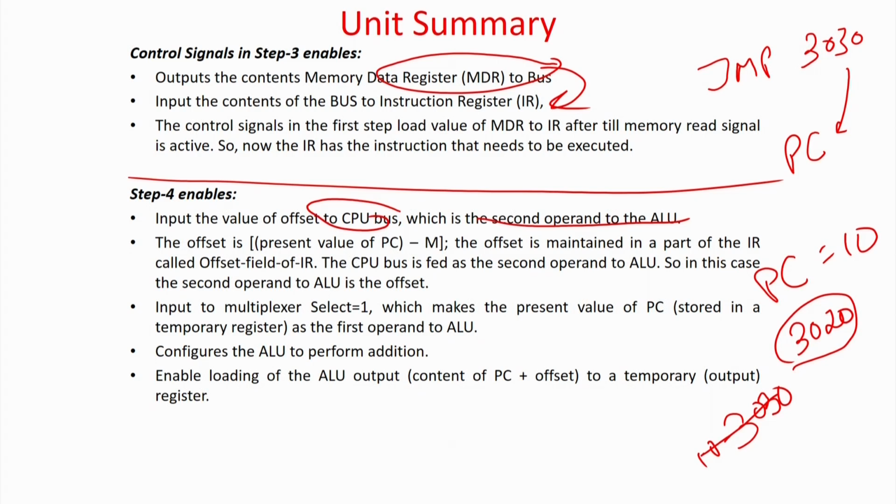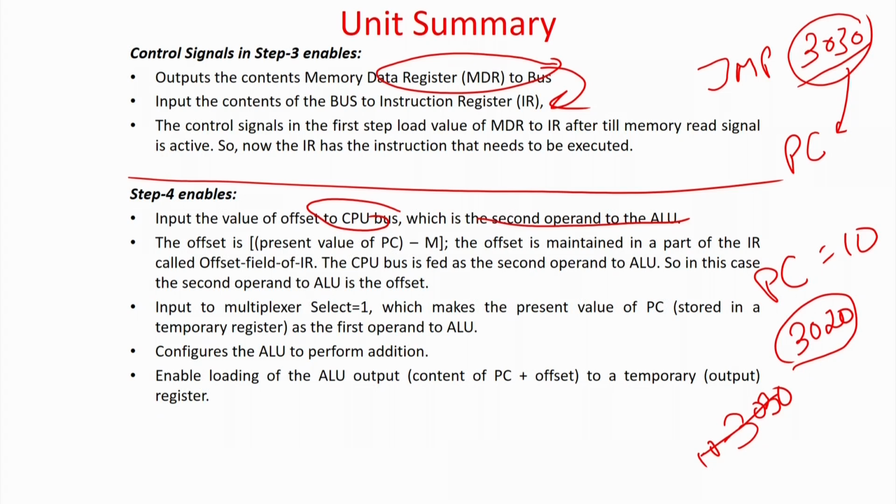Next, the offset value is set, and the input value of the CPU bus is the offset, which is the second operand to the ALU. That means we are going to generate the jump address and load it into the PC. That is the job of the fourth step. So, what does the fourth step do? The fourth step generates this offset. Offset is nothing but the present value of the program counter minus the M, which is your memory location to be jumped to. That value is called the offset. You always take the positive value from it. So, in fact, 3020 is the value of the offset in this example.